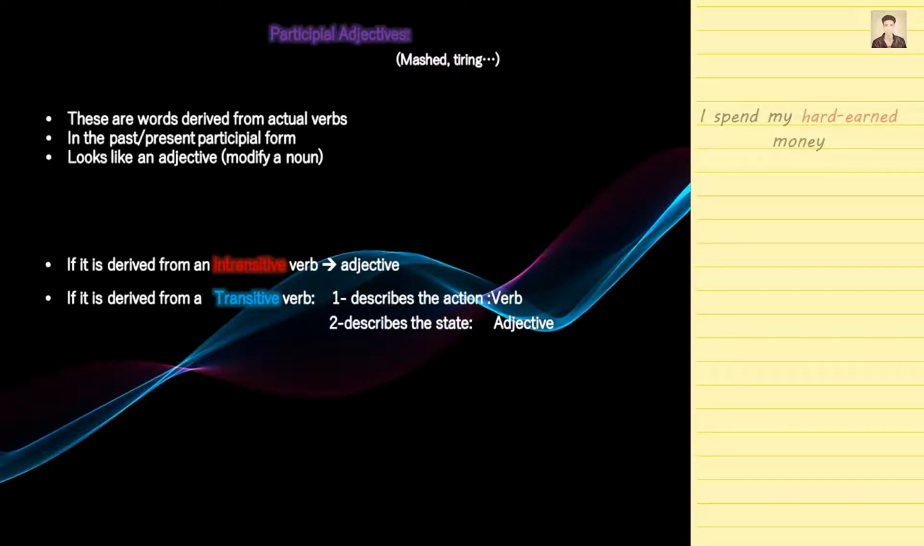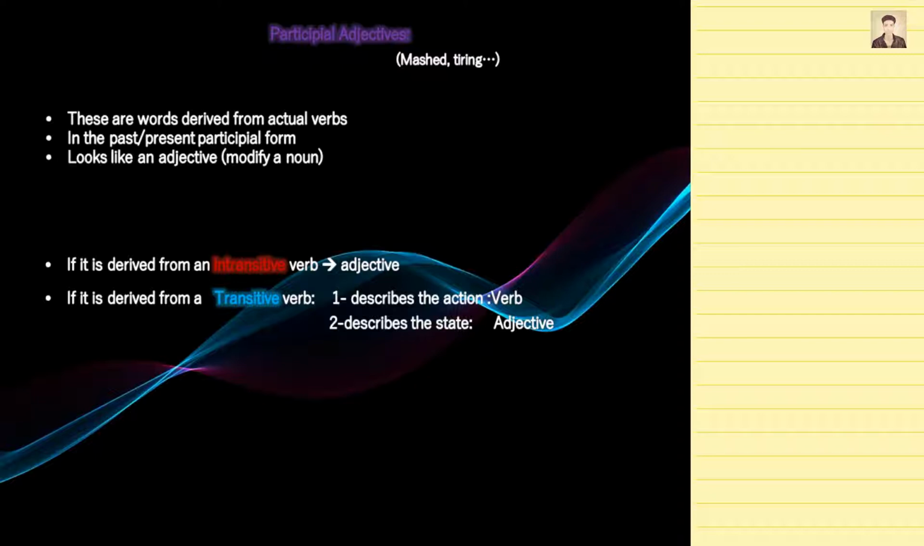Like the example we have beside: I spend my hard-earned money. Hard-earned is not derived from any verb, it has a participial form, and it modifies a noun, which is money. That means it is an adjective. If the element is derived from a verb, you go through the next steps.